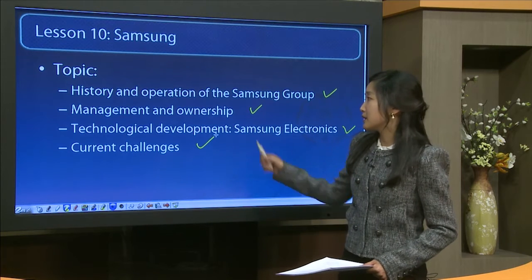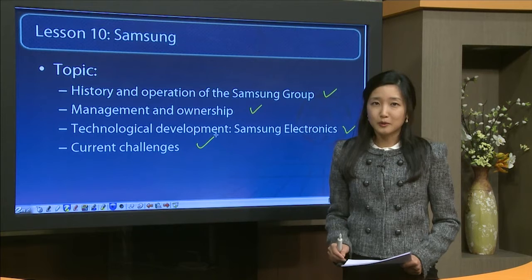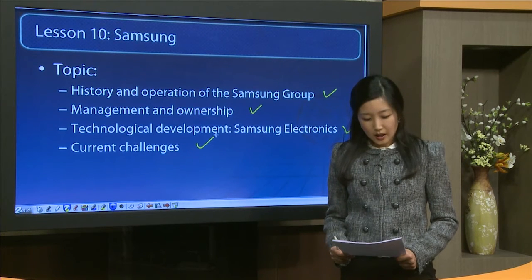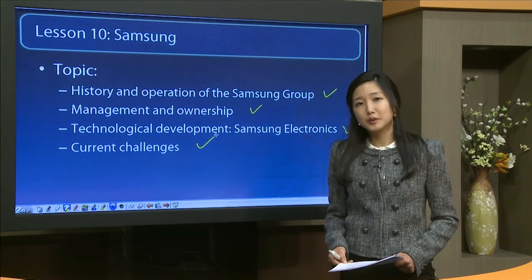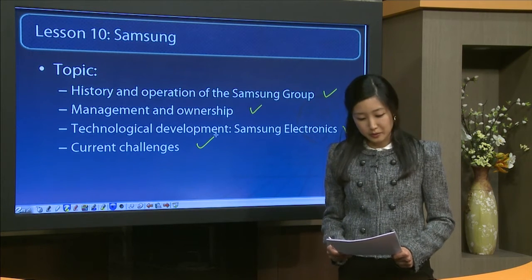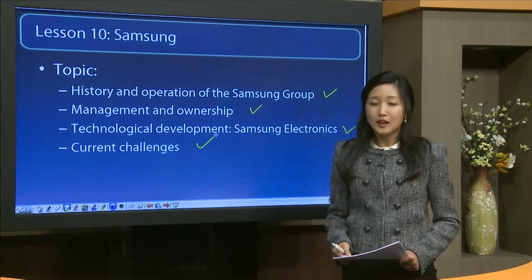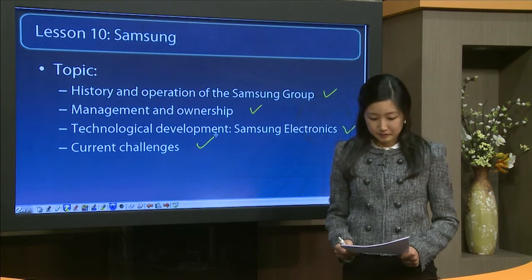The second topic covers management and ownership of Samsung. Similar to the case of Chung Ju-yung and Hyundai, Lee Byung-chul's son, Lee Gun-hee, took over management. In the 1990s, the Samsung Group was dissolved into smaller groups among Lee Gun-hee's siblings. However, the dissolution has now weakened the position of Samsung in the Korean economy.